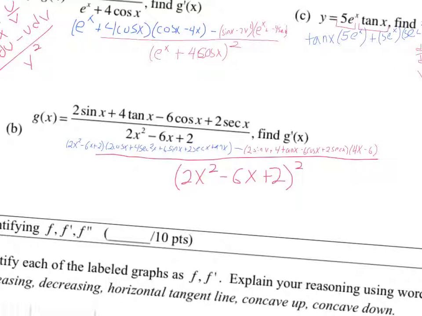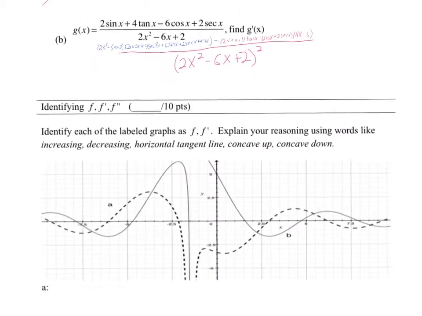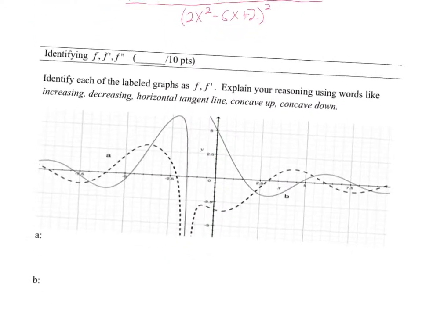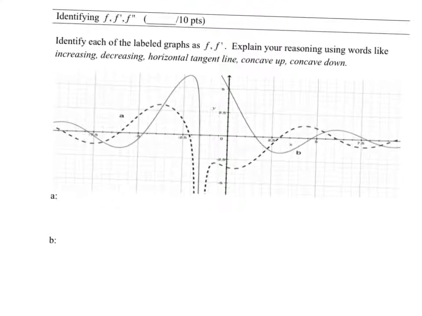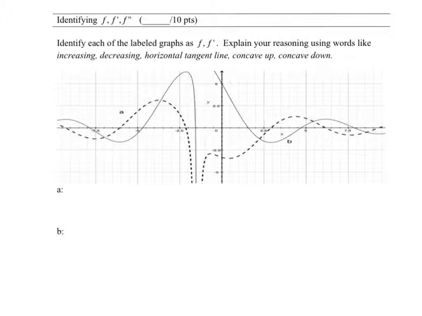Okay. Moving on, we have identifying f, f prime, and f double prime. And we start with this beautiful graph and trying to figure out which graph, A or B, is going to be our function, which one's going to be our derivative. First thing I'm going to try to do is choose one function to try as my derivative. And in this case, I'll try A, which is the dashed line.